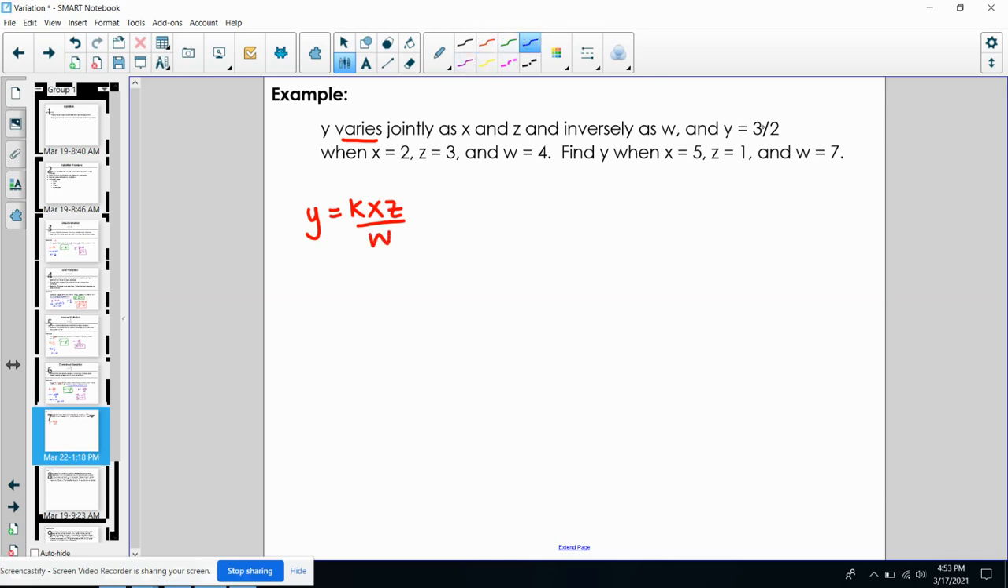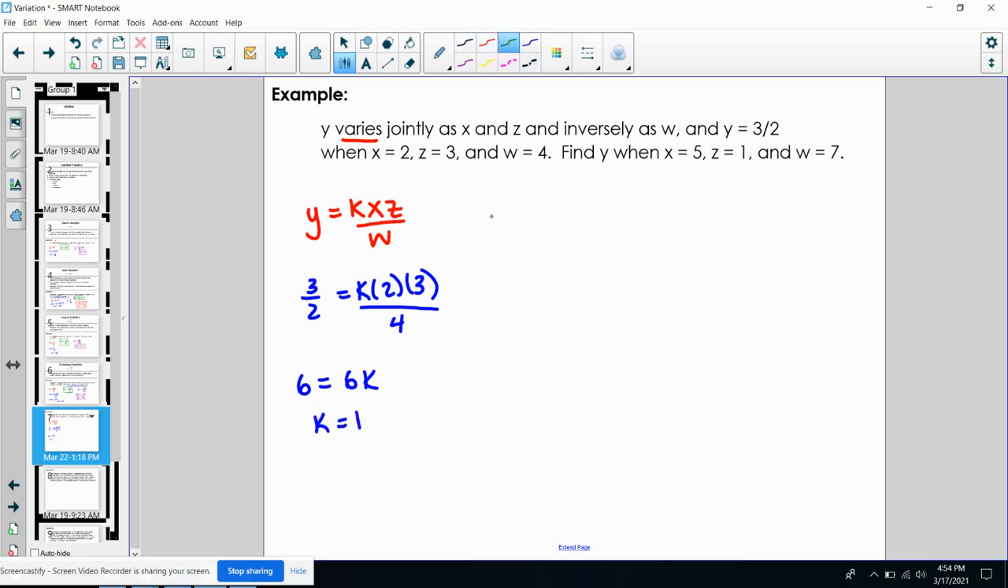Okay, so they're telling us that y is equal to 3/2, and k is what we're trying to solve for. X is 2, z is 3, and w is 4. So if I multiply both sides by 4, I'll get 6 equals 6k. So k is equal to 1.